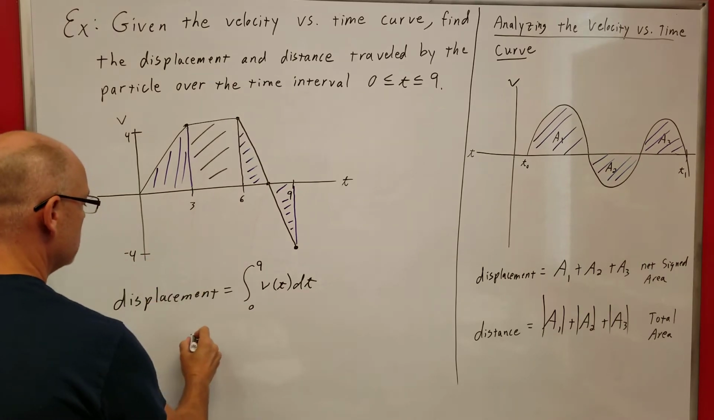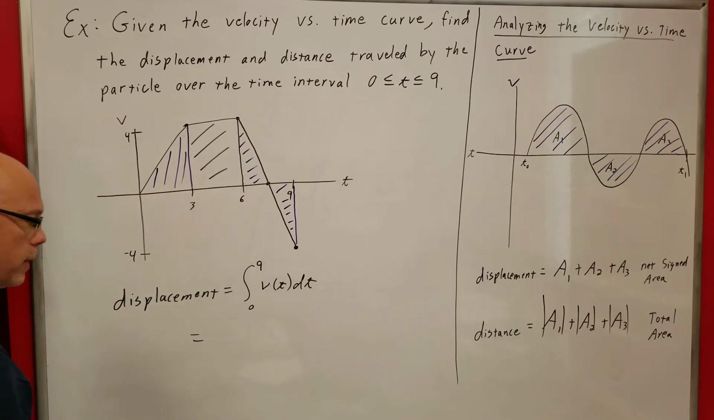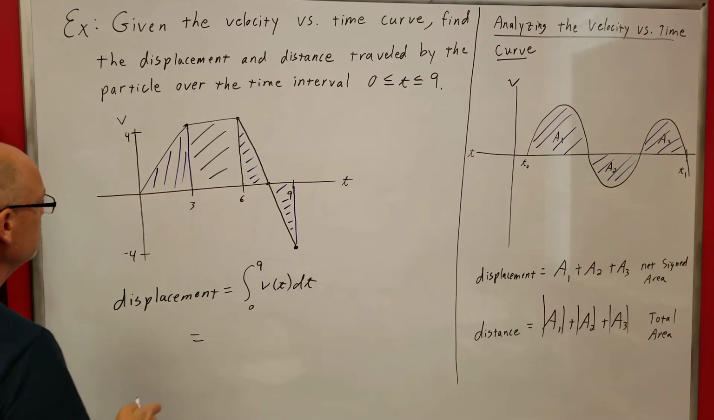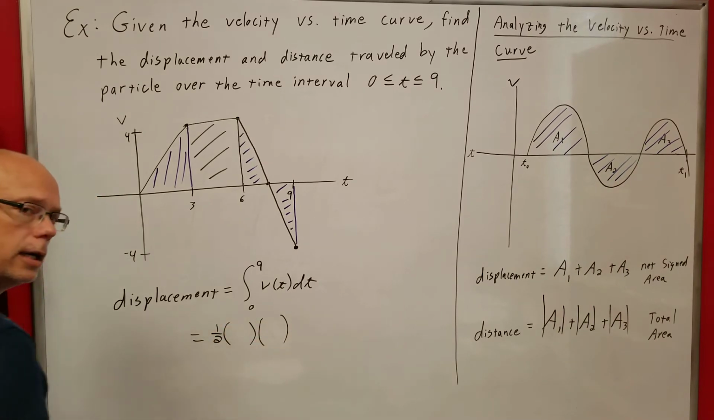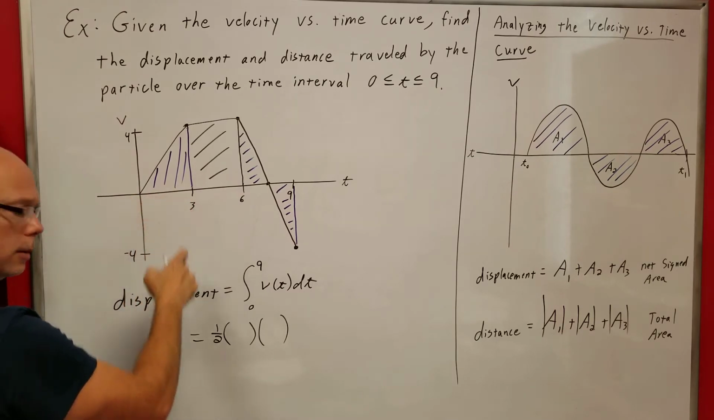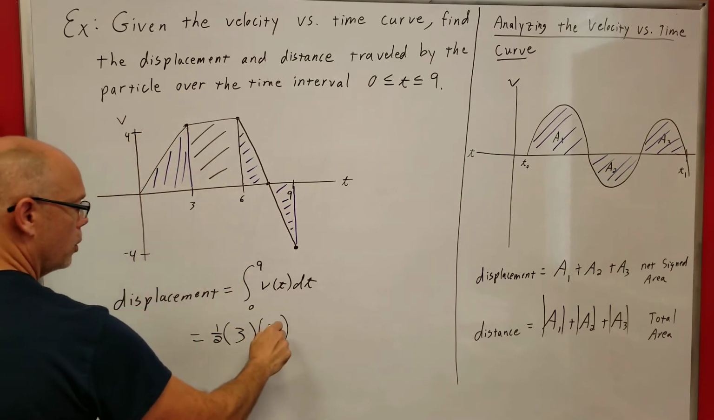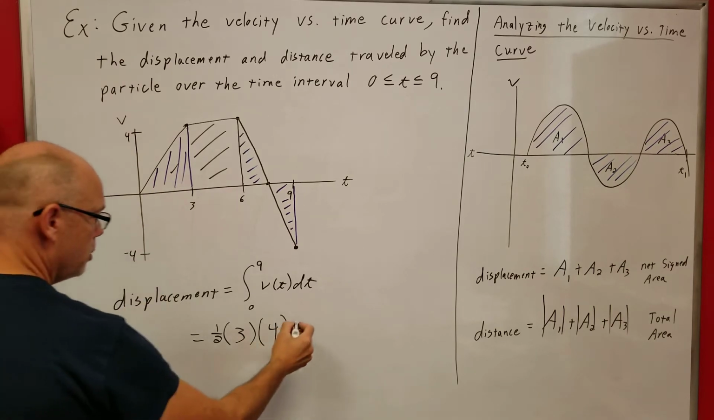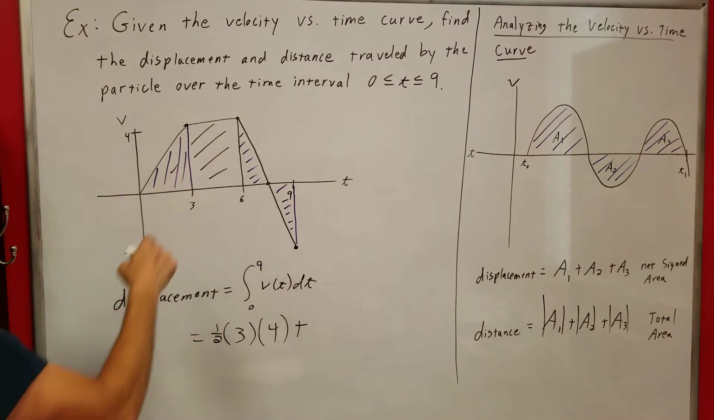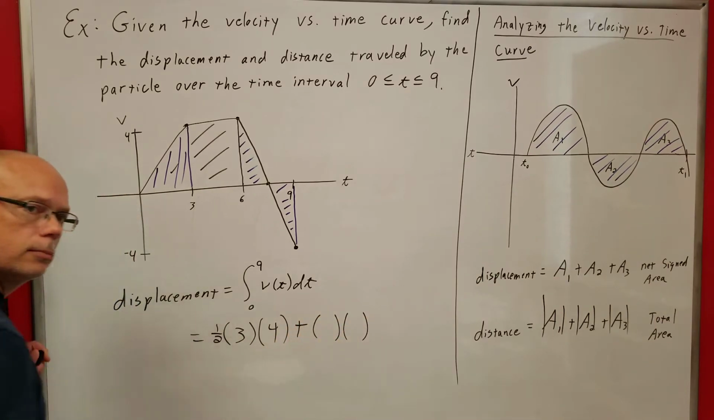All right, so what am I going to do? I'm going to find this first area right here. How do I find the area of that figure? If it's a triangle, it's 1/2 base times the height, right? Well, what's the base length here from 0 to 3? 3. What's the height here? 4. So I have this area, right? Have that done. Plus, let's find the area of this rectangle. How do I find the area of a rectangle? Length times width, right?